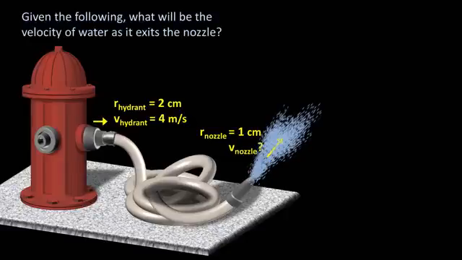Sounds like a continuity equation problem, so we'll start with area 1 times velocity 1 equals area 2 times velocity 2. The areas are pi r squared.